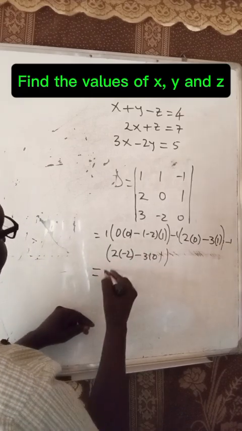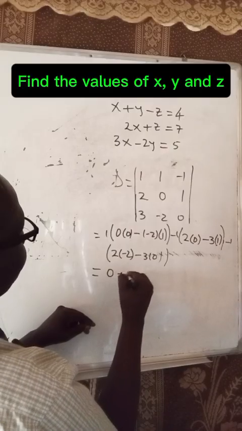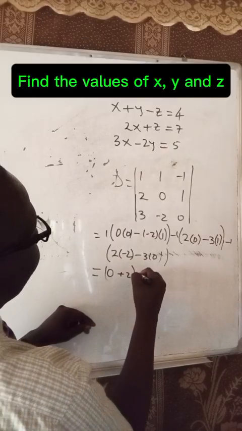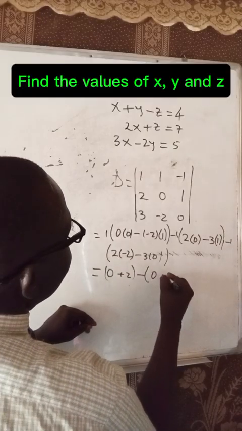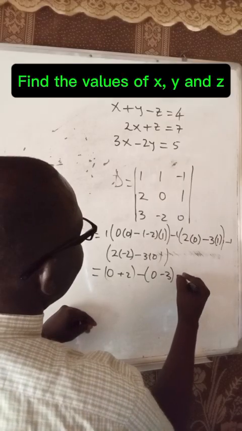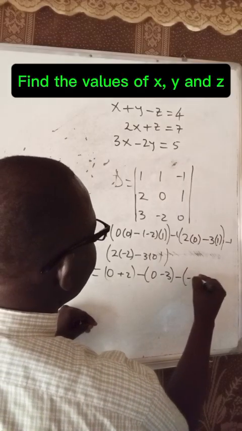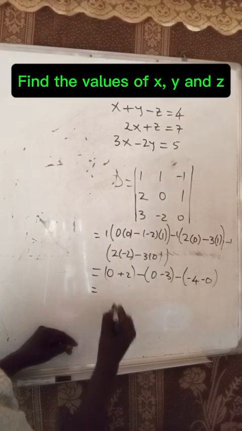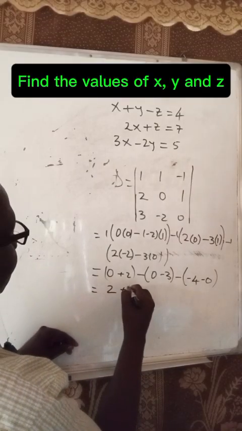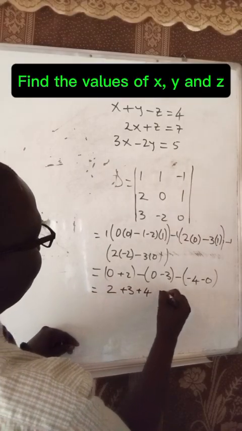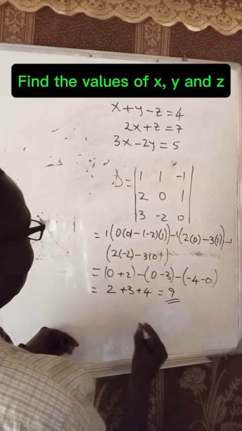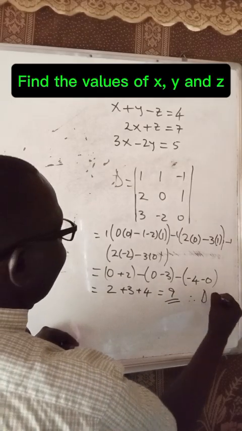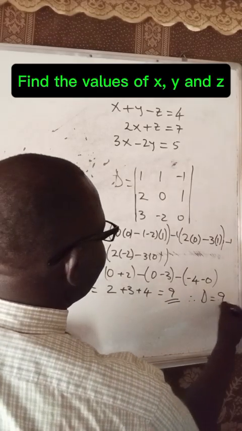Now this is equal to 0 plus 2, minus 1 times (0 minus 3), minus 1 times (negative 4 minus 0). And this is equal to 2 plus 3 plus 4, which is equal to 9. Therefore, our D, which is the determinant, is equal to 9.